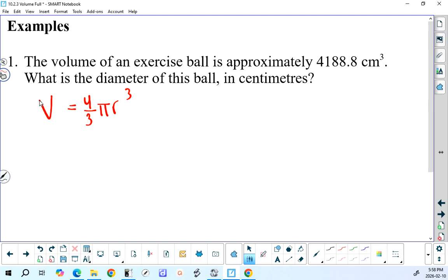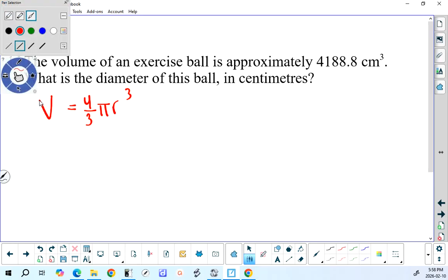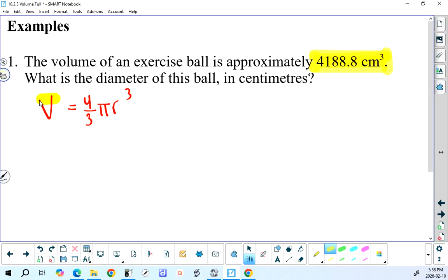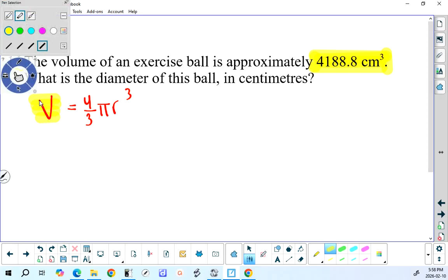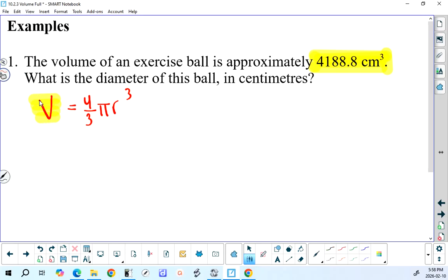So in yesterday's problems, maybe we were given a radius and we put the radius in and calculated the volume. Here, this number in the question is the volume. You can see it's the volume without even being told, although you are, because it's cubic centimeters. So that number is going to go here, and we will have 4188.8 equals 4/3 pi r cubed.